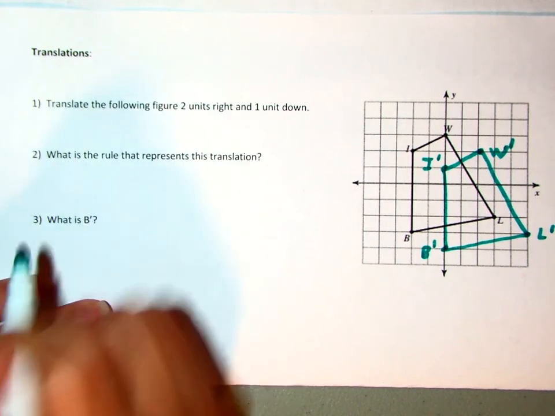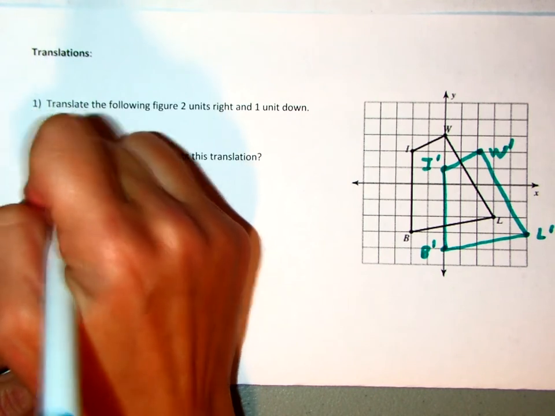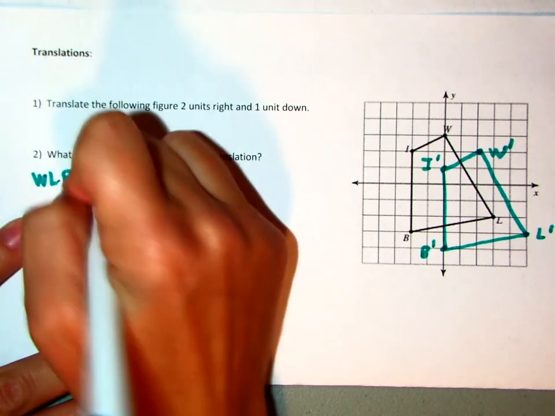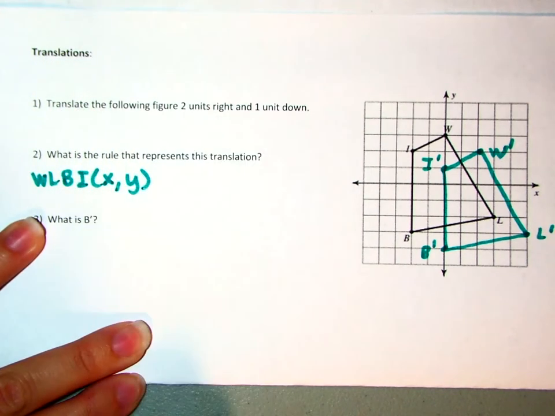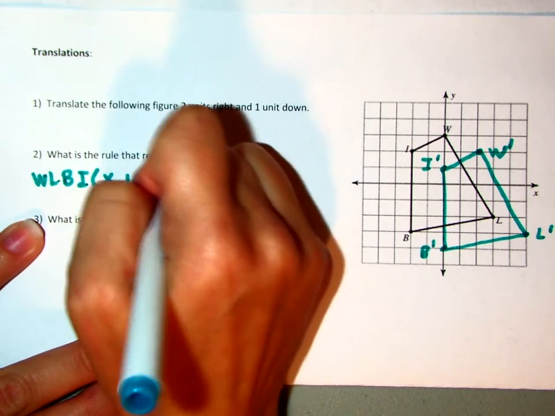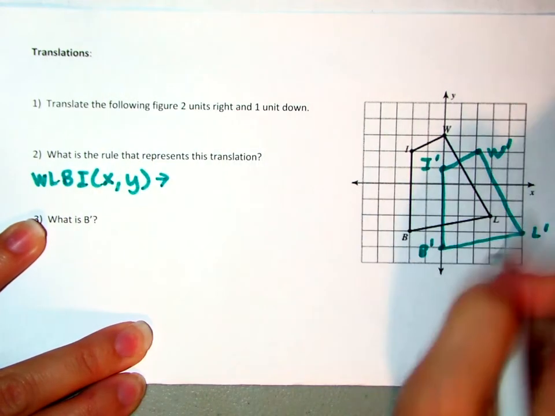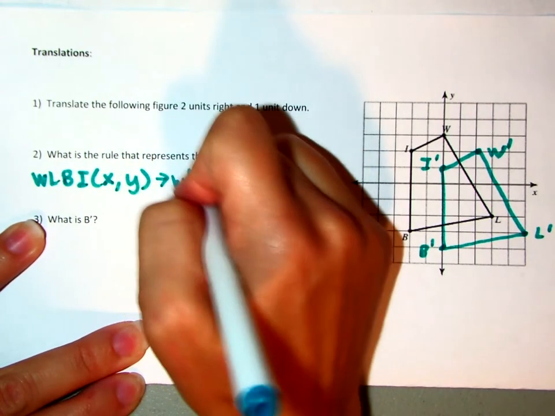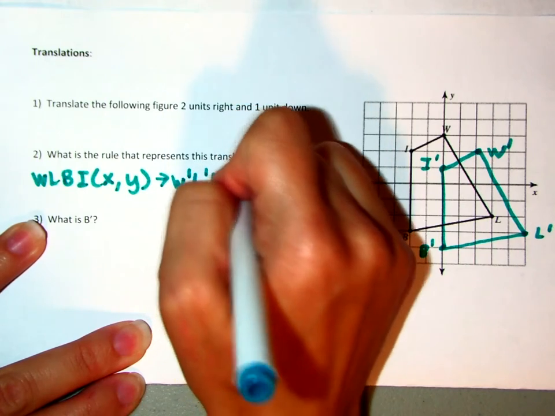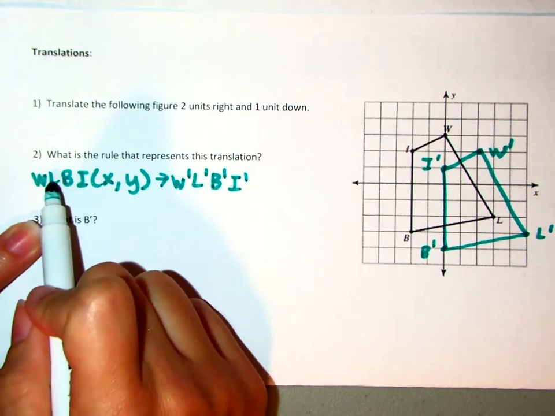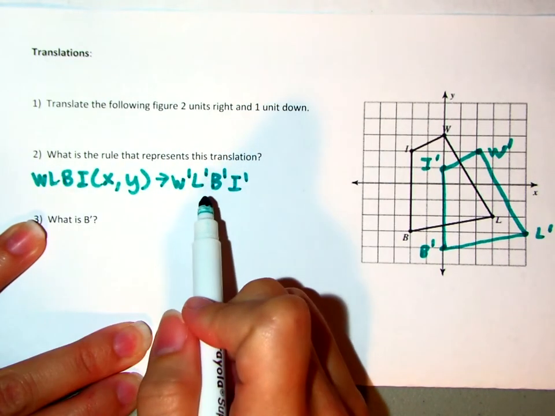Now, the second question says, what is the rule that represents this translation? Well, let's look at what we started with. We started with the figure W, L, B, I, and that started with X, comma, Y. That then changed to some prime letters here. So W prime, L prime, B prime, I prime, meaning that our pre-image went to an image. And let's look at how.